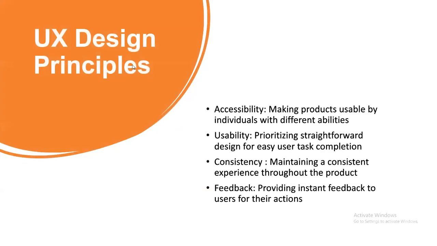Next is UX design principles. So moving on to the UX design principles, let's focus on the aspects beyond the visual, ensuring that the product not only looks good but also is user friendly. First is accessibility. An example of accessibility is using high color contrast to ensure that the text is readable for users with impairments.